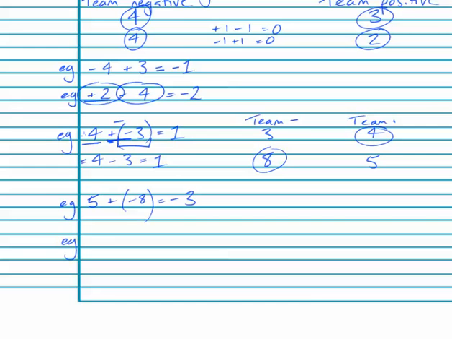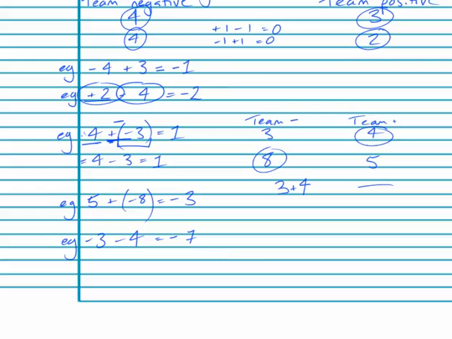The tug-of-war even helps when I've got a negative minus a positive. -3 minus another 4. Well, on team negative, I've got 3 people and another 4 people on team negative. Team positive didn't even show up at all. So team negative wins by 7 people, because there's a total of 7 people on team negative.